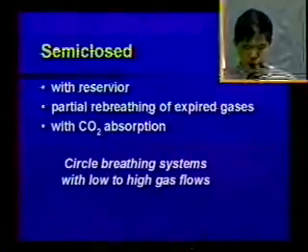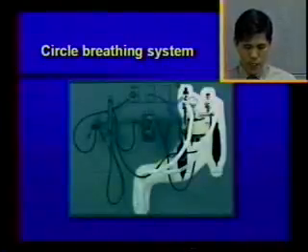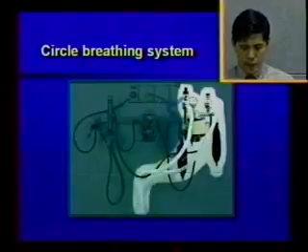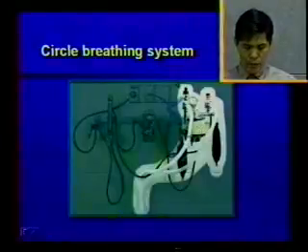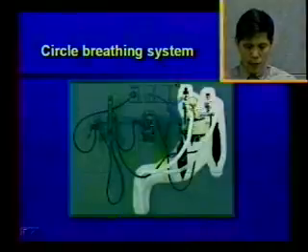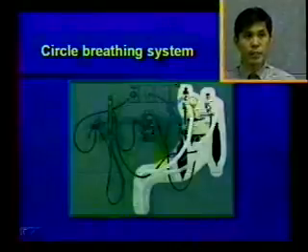A circle breathing system that uses a low to high gas flow is an example of a semi-closed system. This is an example of a circle breathing system. As you could see, the different parts: there's the soda lime canister, there is the breathing hose, there is the breathing bag, and also there are unidirectional valves that direct the flow of gas in the circle breathing system.